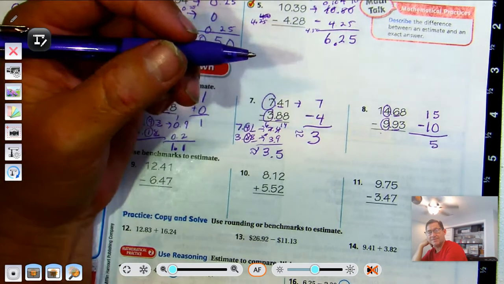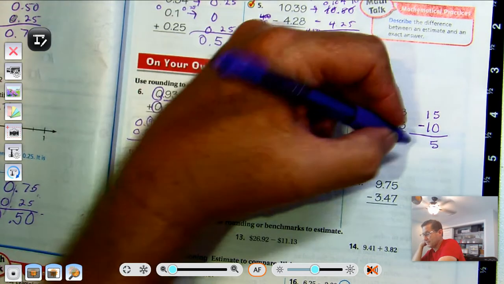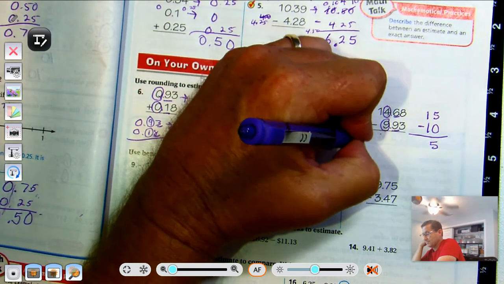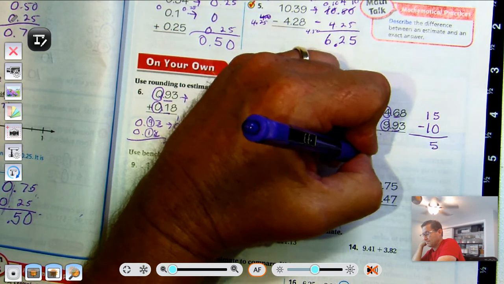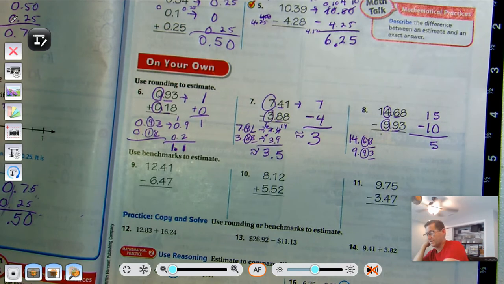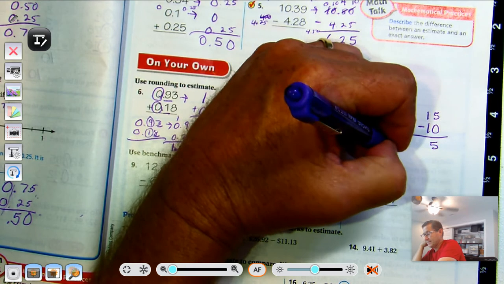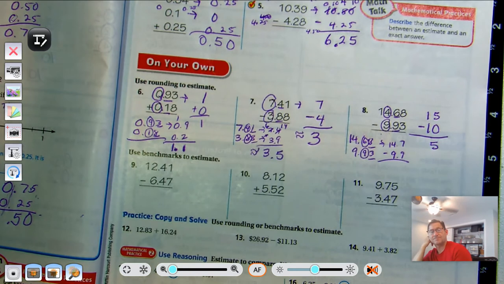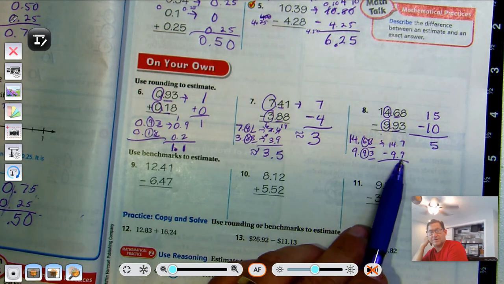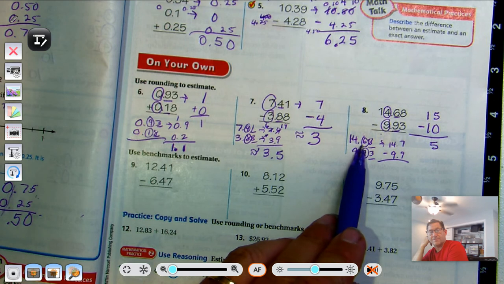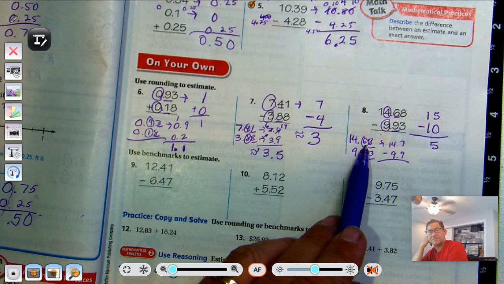If we rounded to the nearest tenth, that's what that would look like, and we'd have 14.7 take away 9.9. Okay, so the digit to the right of the 9 is less than 5, so round down to 9.9. And 14.68, the 8 is greater than 5, so round the 6/10ths up to 7/10ths.